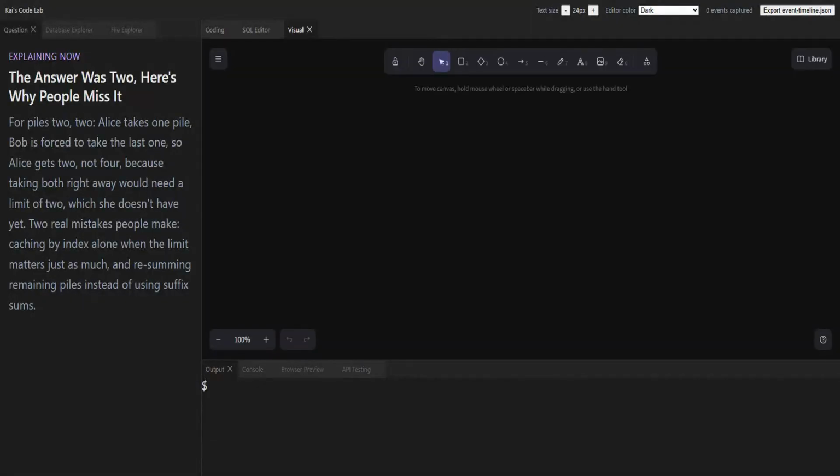For piles 2, 2, Alice takes one pile. Bob is forced to take the last one, so Alice gets 2, not 4. Because taking both right away would need a limit of 2, which she doesn't have yet. Two real mistakes people make: caching by index alone when the limit matters just as much, and resumming remaining piles instead of using suffix sums.